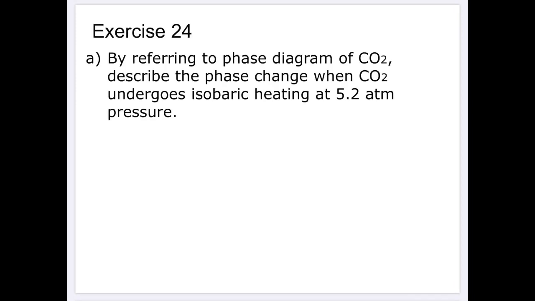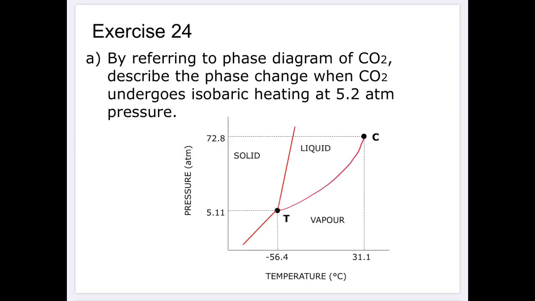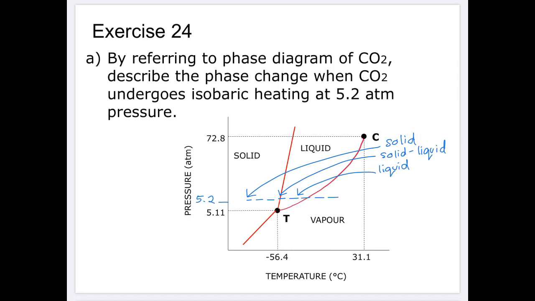Okay, kita tengok exercise 24. By referring to phase diagram of CO2, describe the phase change when CO2 undergoes isobaric heating at 5.2 atm pressure. Isobaric tu maksudnya pressure tu remain constant. Okay, so kalau kita tengok dalam diagram 5.2, cari dulu dekat mana. Kemudian tengok, mula-mula 5.2 mula dengan solid. Kemudian kita pergi ke arah kanan, kita jumpa line di antara solid dan juga liquid. So, solid liquid at equilibrium.